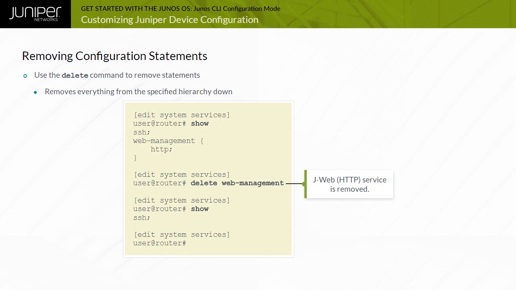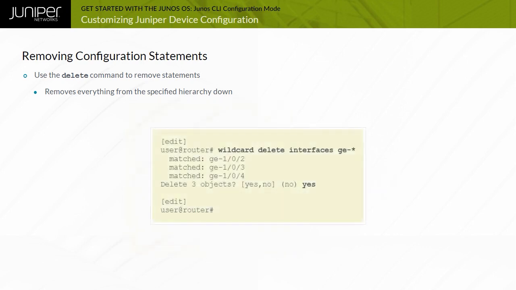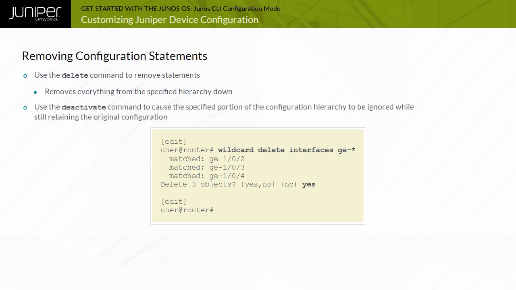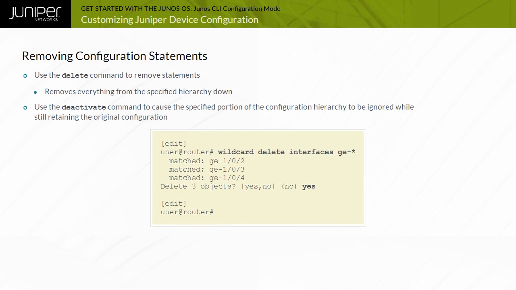Consider using the wildcard delete function when deleting individual statements is too arduous, and deleting an entire configuration subhierarchy lacks the granularity that you need. The example shows sample syntax for a wildcard delete command. In addition to deleting configuration statements, you should also consider the use of the deactivate command to cause the specified portion of the configuration hierarchy to be ignored while still retaining the original configuration.